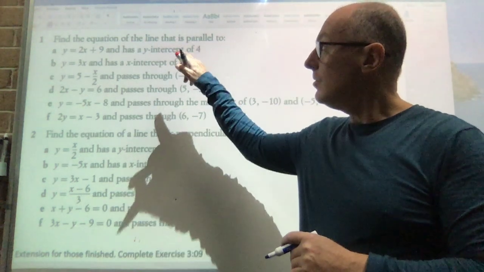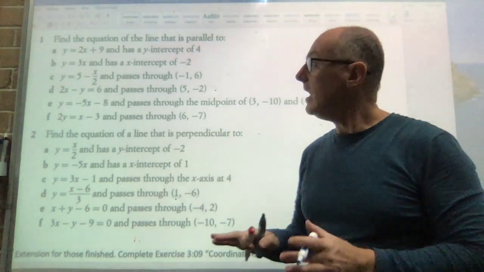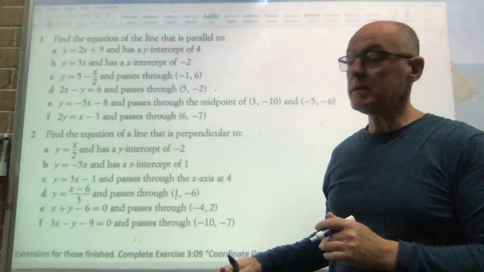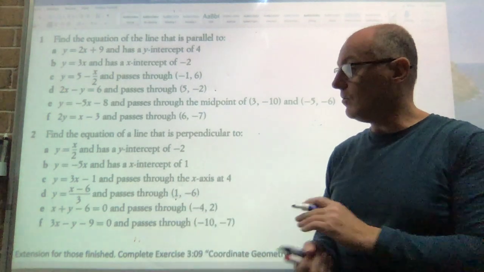Today I'm going to go through exercise 308, questions 1 and 2. In question 1, they ask you to find the equation of the line that's parallel to each of these. And in question 2, they ask you to find the equation of the line that's perpendicular to all of these.